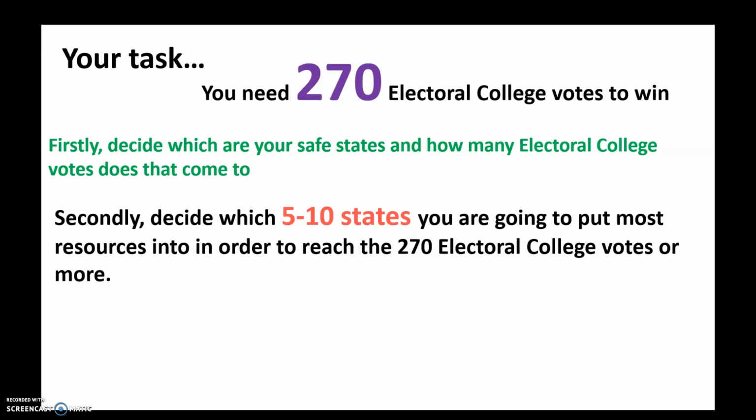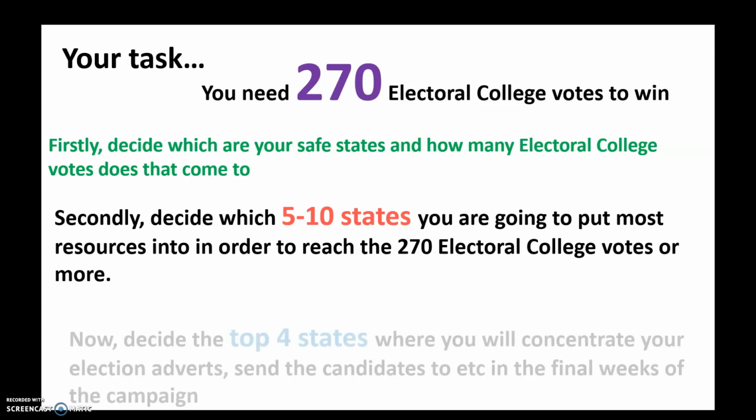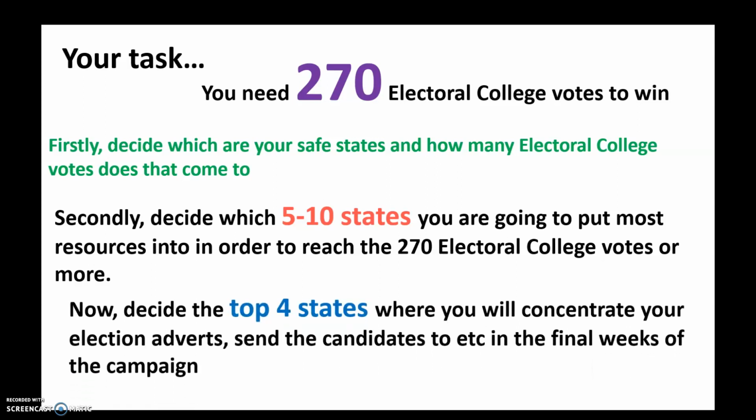Okay, once you've done that, they're the states basically where you're going to send the candidate out and the states where you're going to spend money. And then the final job is then decide what are the top 4 states. So think about the final week of the election campaign, or think about where we are now. Okay, which are the 4 most crucial states you need to get yourself over that 270?